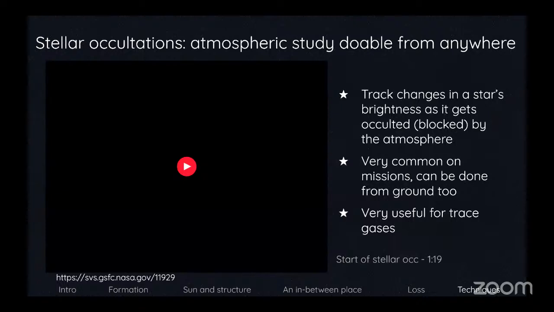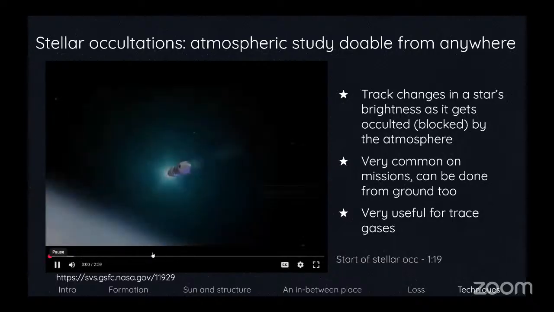Okay, now we have a little movie. Let's see if it works. So this is about a technique called stellar occultations, which is where we are looking at a star as it sets beyond the limb of a planet. You can do this from anywhere. You can do this from the ground, but we also do it a lot for missions. So let's see if we can play this.